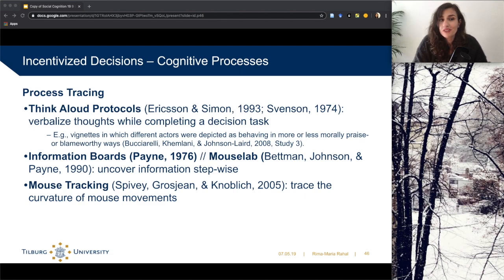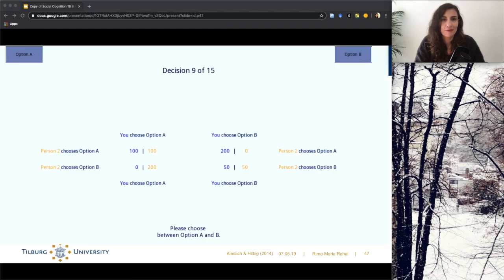We can also use the mouse for a different thing called mouse tracking. Here the idea is to trace the curvature of mouse movements. I want to go a tiny little bit into detail about this. Let's take a look at an example of how mouse tracking could be utilized for research on prosocial decision making. In this study, we have a prisoner's dilemma. Remember, in the beginning we talked about the setup of a prisoner's dilemma. This is one. In this case, participants are asked to choose option A or B.